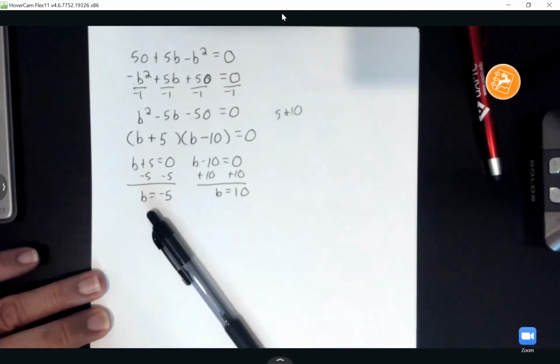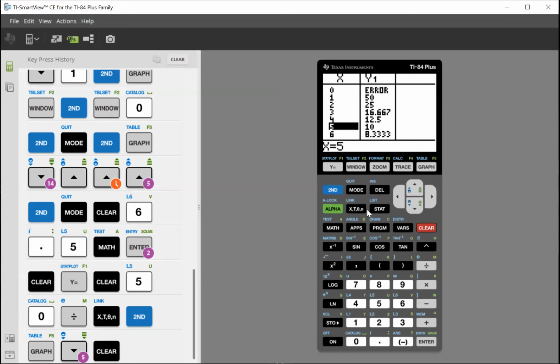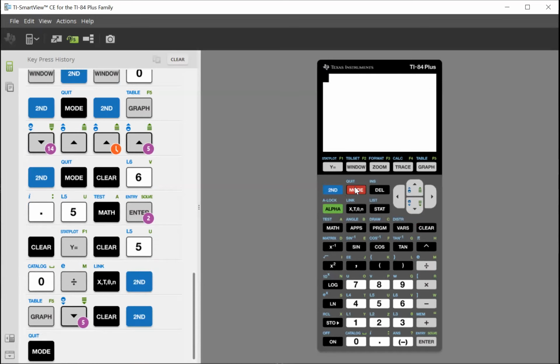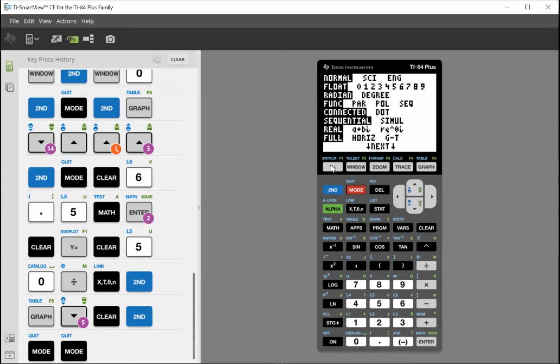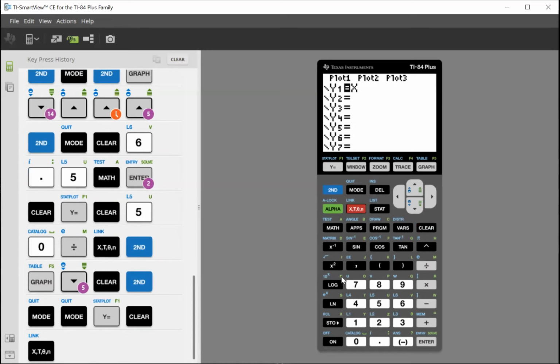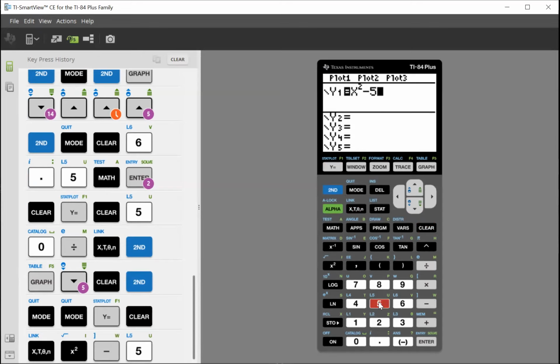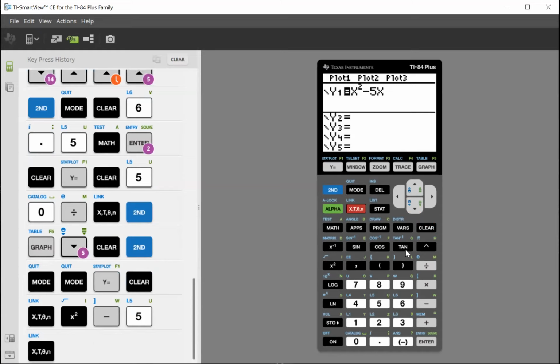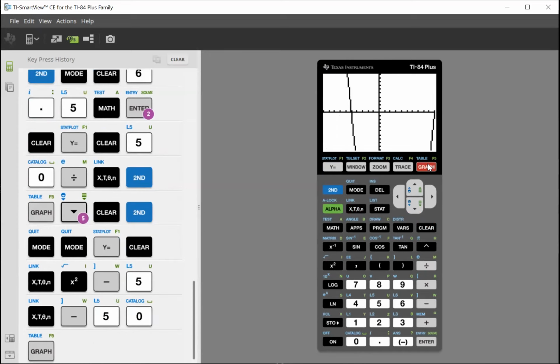So watch this. I'm going to go to y equals. Let me clear that out. And I'm going to put in, instead of b's, I'm using x's. So I got an x squared minus 5x minus 50. So watch this when I graph it. So I see where the 2 points are.